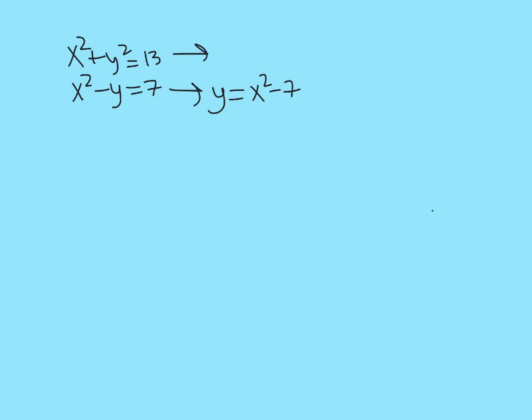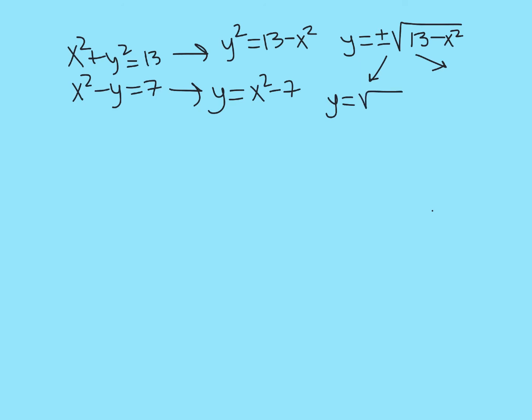You'll find that if you solve for y, you end up getting y squared equals 13 minus x squared. I need to take the square root of both sides. However, what's going to happen when I do that is I get y equals plus or minus the square root of 13 minus x squared. So you might wonder, how do we deal with a plus or minus when we're putting it into our calculator? Actually, you're going to have to write it as two separate equations. You're going to have to write it as y equals positive square root of 13 minus x squared, and you're going to have to write it as y equals negative square root of 13 minus x squared.